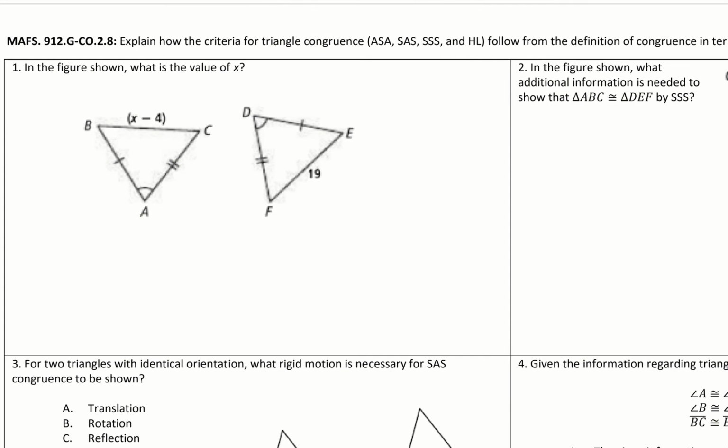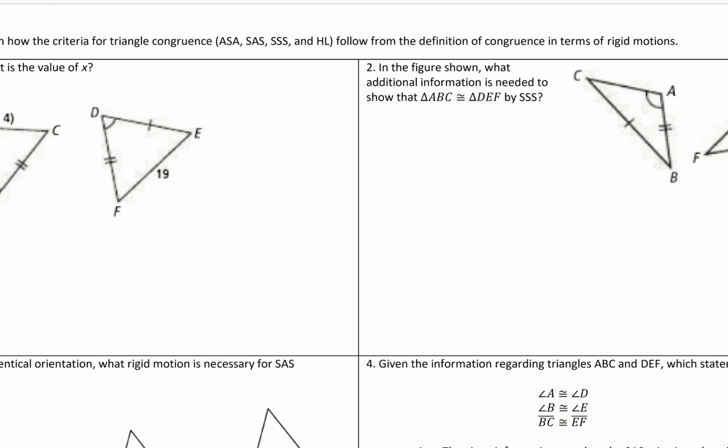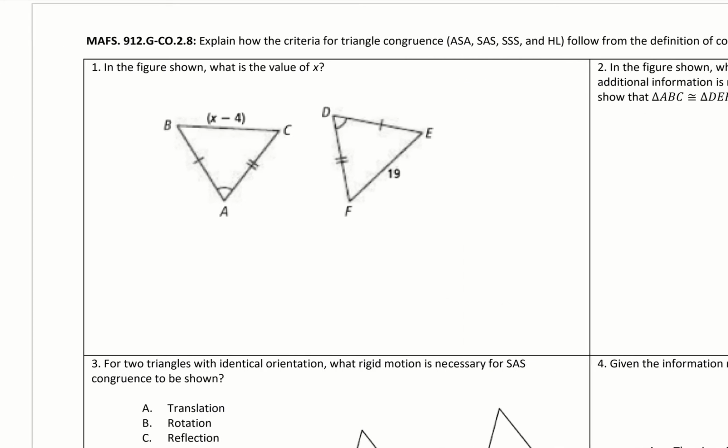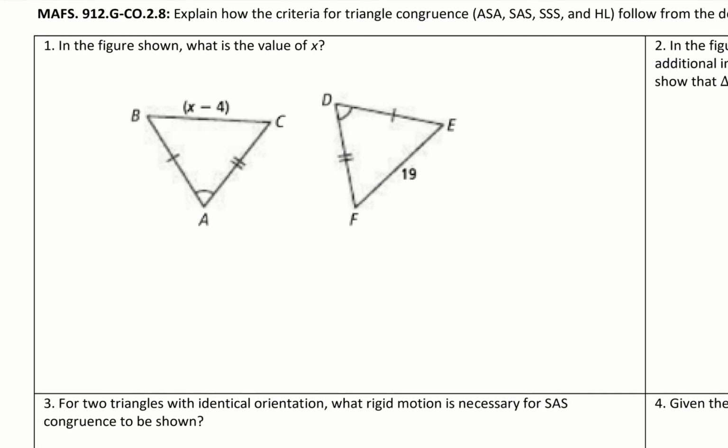For number 1, the next standard, explain how the criteria for the triangle congruence theorems follow from the definition of congruence in terms of rigid motions. So in the figure shown, what is the value of x? All right, so first off, are these triangles congruent? The answer is yes, because we got a side that's congruent, we got an angle that's congruent, and we got another side that's congruent. So these two are congruent by SAS.